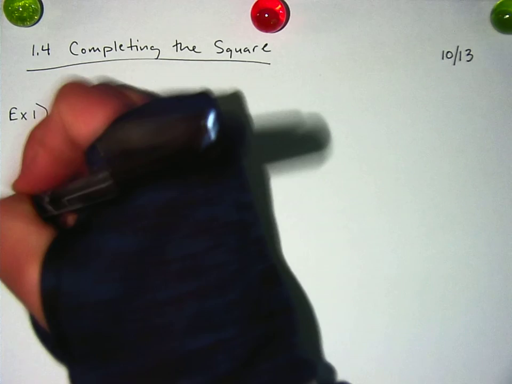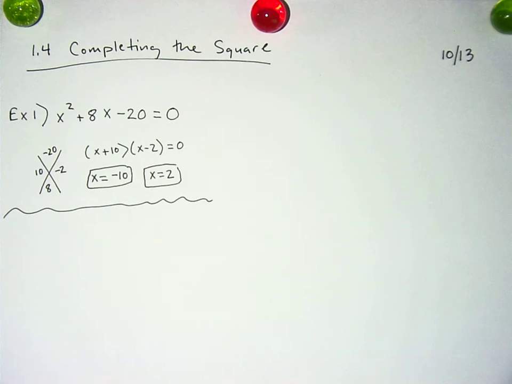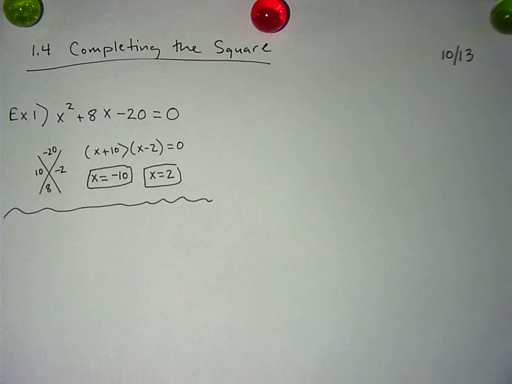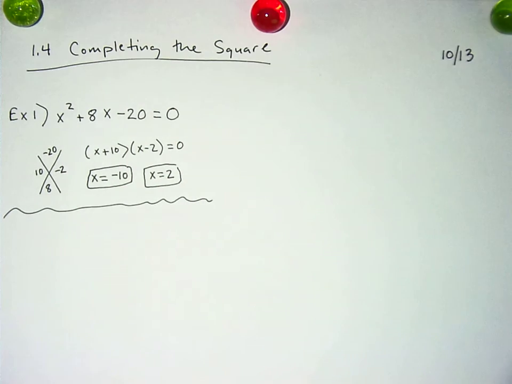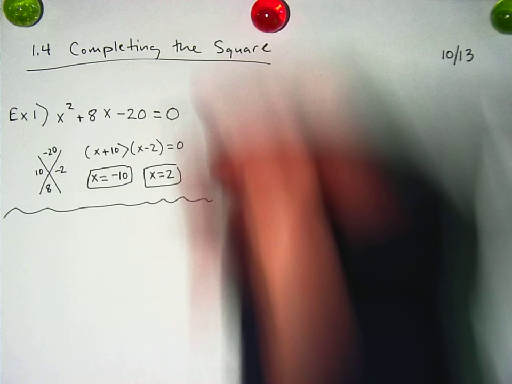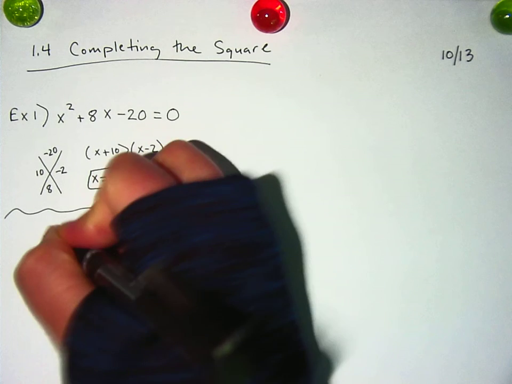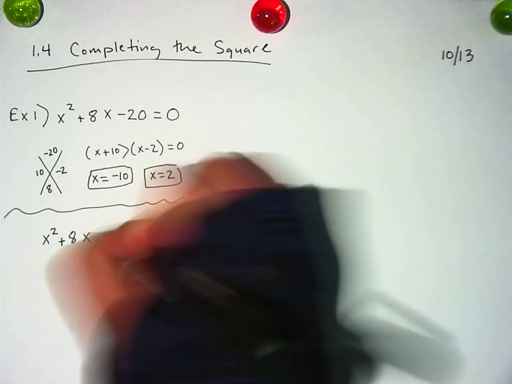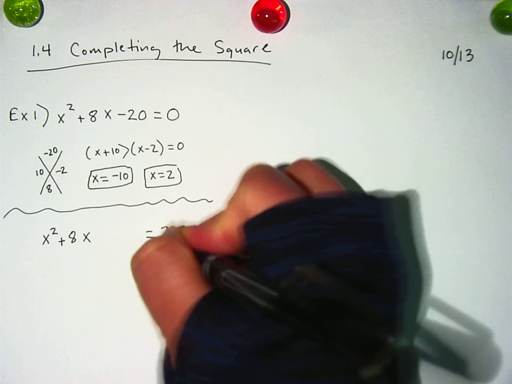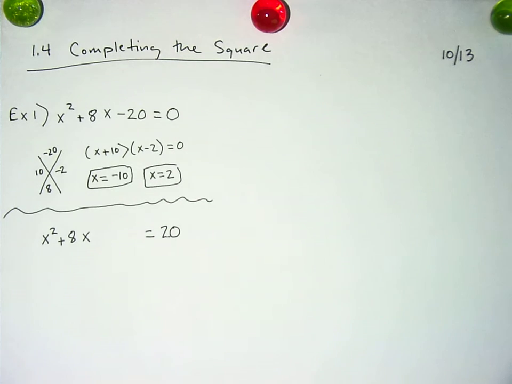Okay, so let's draw a line here so that you don't get confused in your notes about what we're doing now. What we're going to try to do is the goal is to make this a perfect square. So the first thing I'm going to do is get that 20 out of the way. So I'm going to put it on the other side. I'm also going to leave some room here. So it's going to look like that.